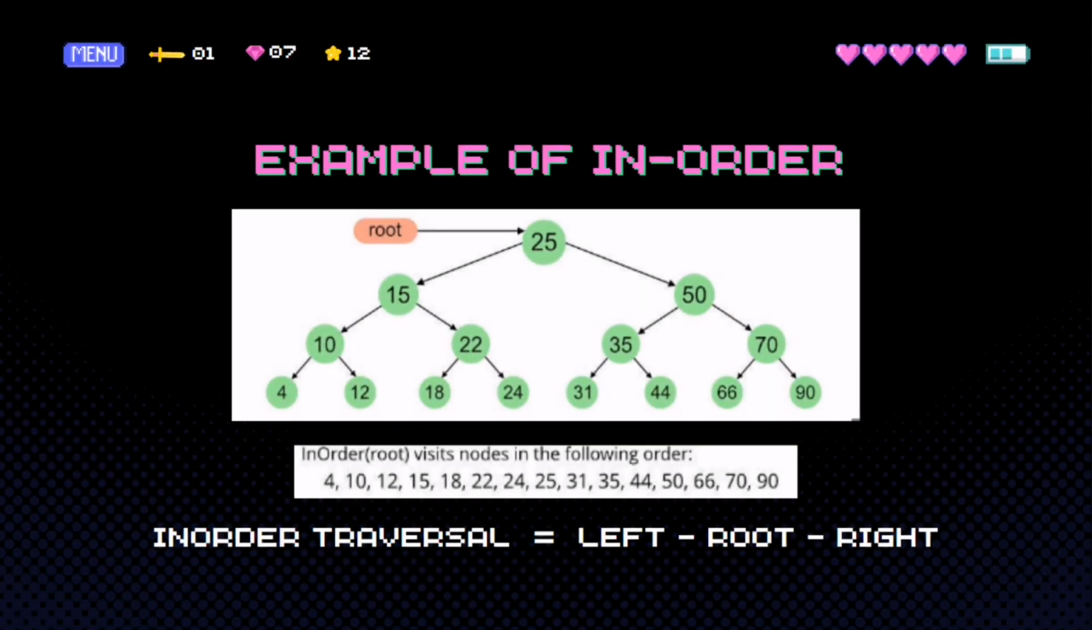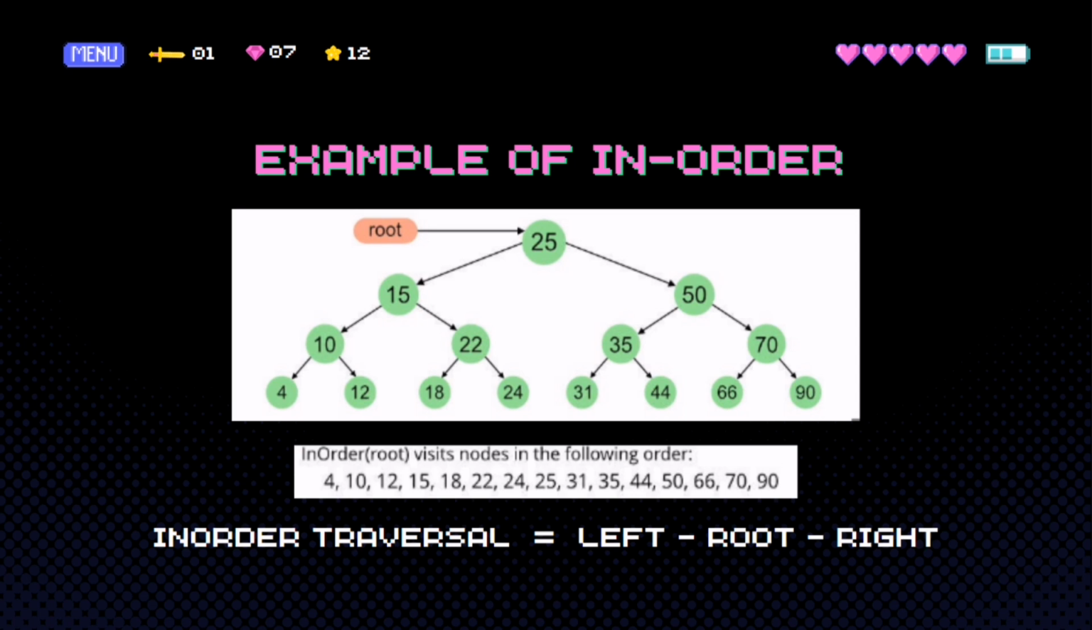So this is my first example, which is in-order traversal. To make it easy to find the in-order traversal, we have a clue: in-order traversal is equal to left, root, right. So let's find the in-order traversal. The nodes in the following order are 4, 10, 12, 15, 18, 12, 24, 25, 31, 35, 44, 50, 66, 70, and 90. So this is the in-order traversal in this example. Let's proceed to our next slide and next example.